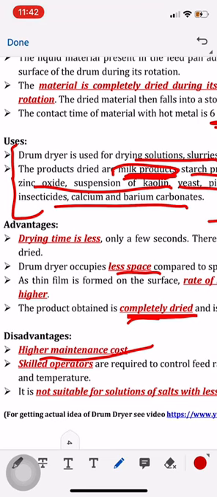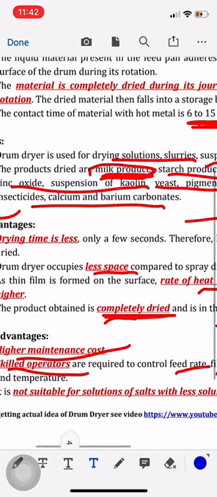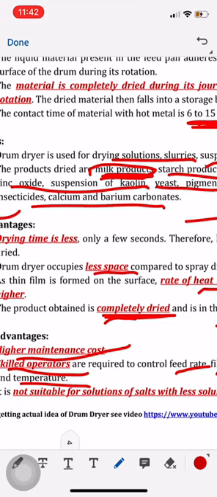Disadvantages is higher maintenance cost. Skilled operators are required. Why skilled operators are required? Because feed rate, film thickness, speed of rotating drum, and temperature are the parameters which will affect the drying process. So an operator must know how to control all these factors. That's why skilled operators are required, which is cost increasing, right? And it is not suitable for the solutions of salts with less solubility. Of course, if your salts have less solubility, then proper drying will not take place and you cannot have proper efficient drying.